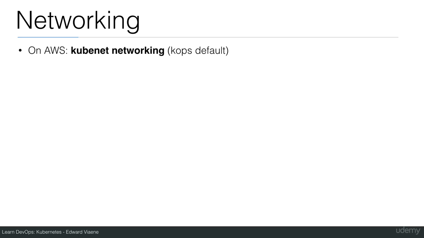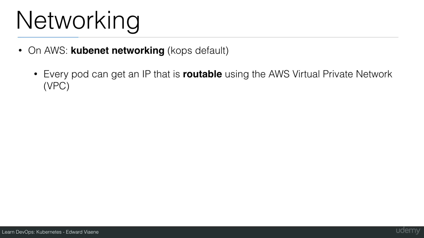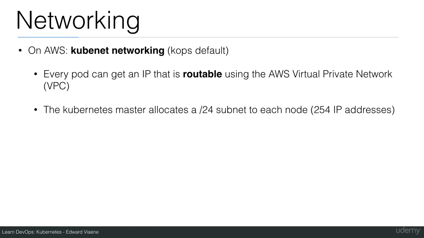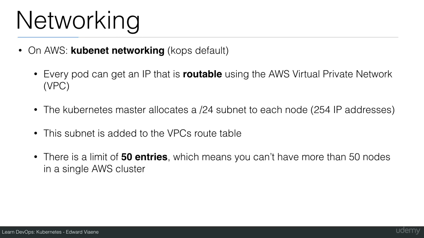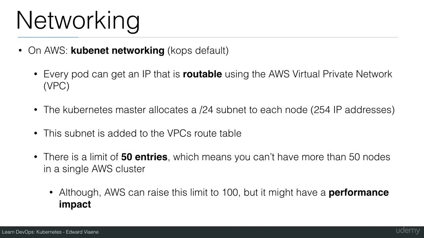On AWS, it's kubenet networking, which is the KOPS default. Every pod can get an IP address that is routable using the AWS Virtual Private Network, the VPC. The Kubernetes master allocates a /24 subnet to each node. A /24 consists of 254 IP addresses. This subnet is added to the VPC's route table using the SDK. There is a limit of 50 entries, which means you cannot have more than 50 nodes in a single AWS cluster. Although AWS can raise this limit to 100, it might have a performance impact.